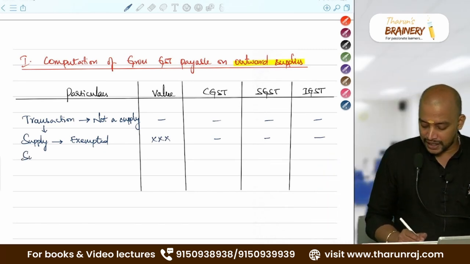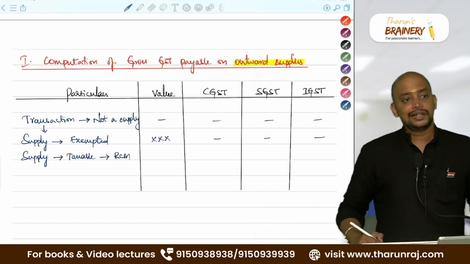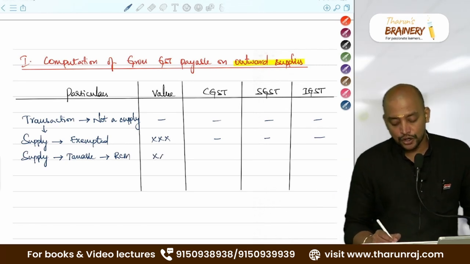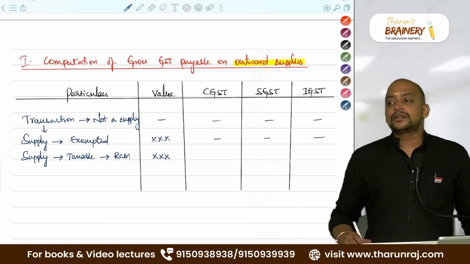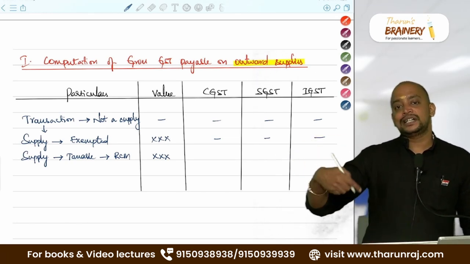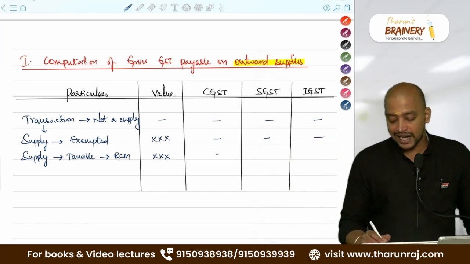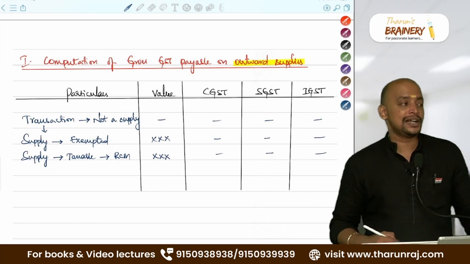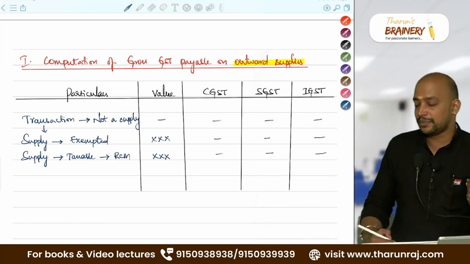It is supply, but it is taxable under RCM. Take it in value column. Why you need to take it in value column? It will be treated as exempted for ITC computation. Outward supply covered under RCM is treated as exempted for ITC computation, but don't add the liability. Why no need to add liability? It will be added to recipient liability, so it is not added to our liability.